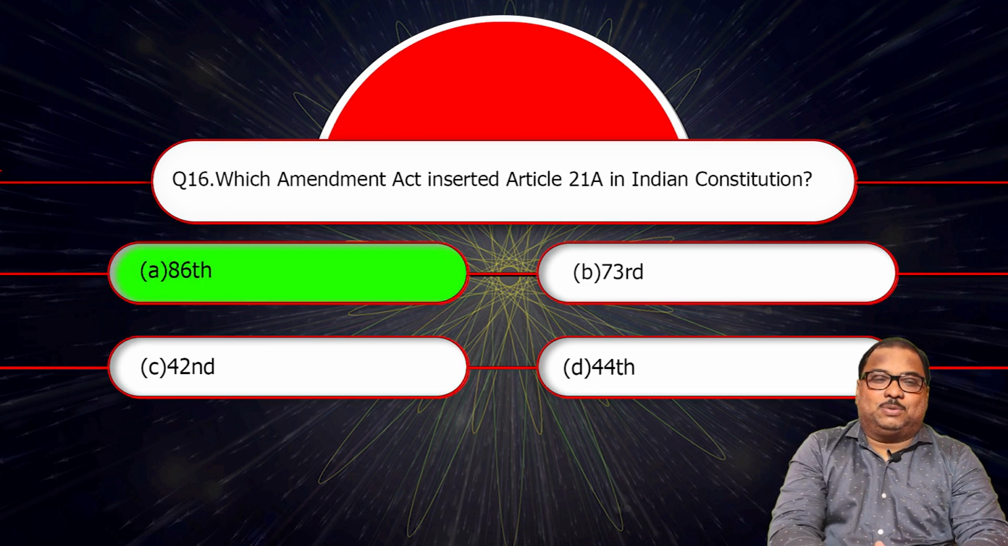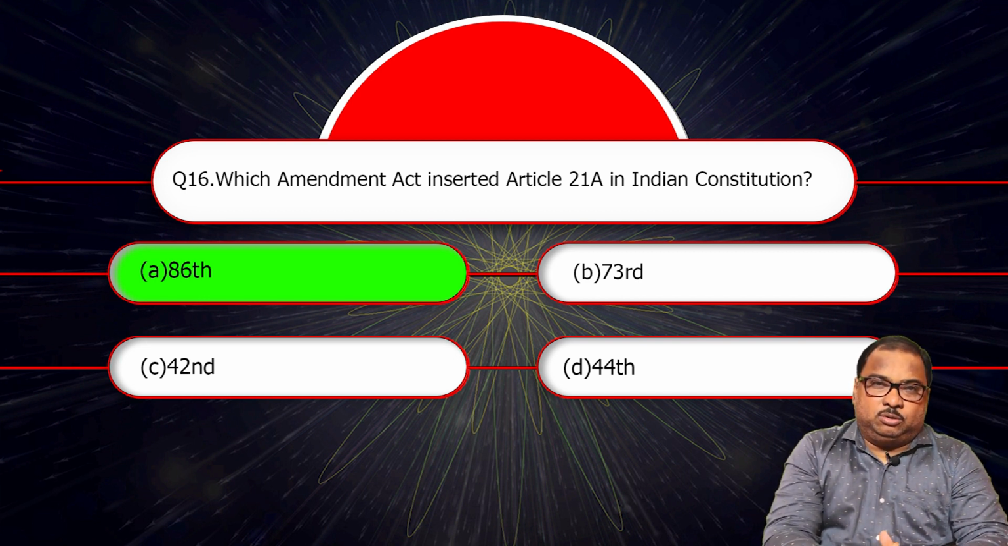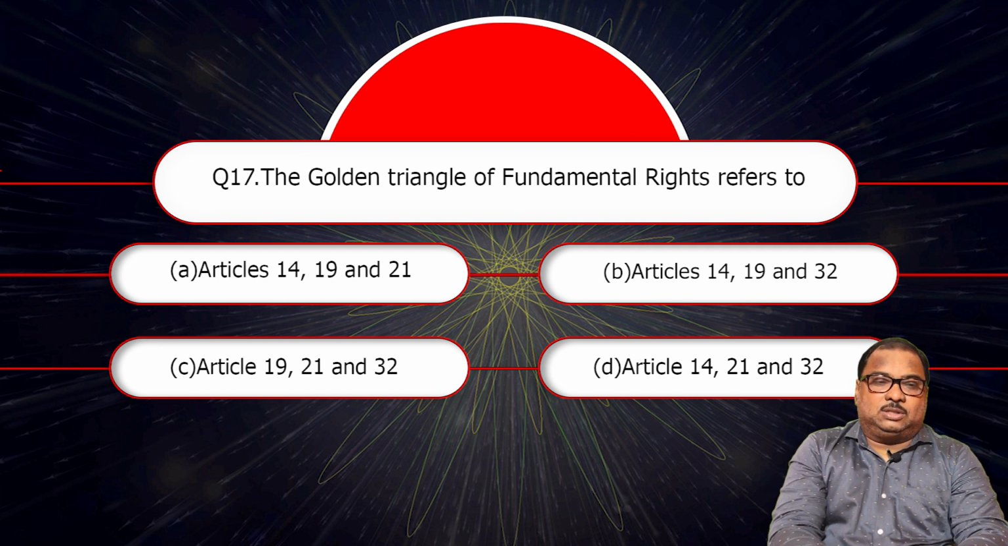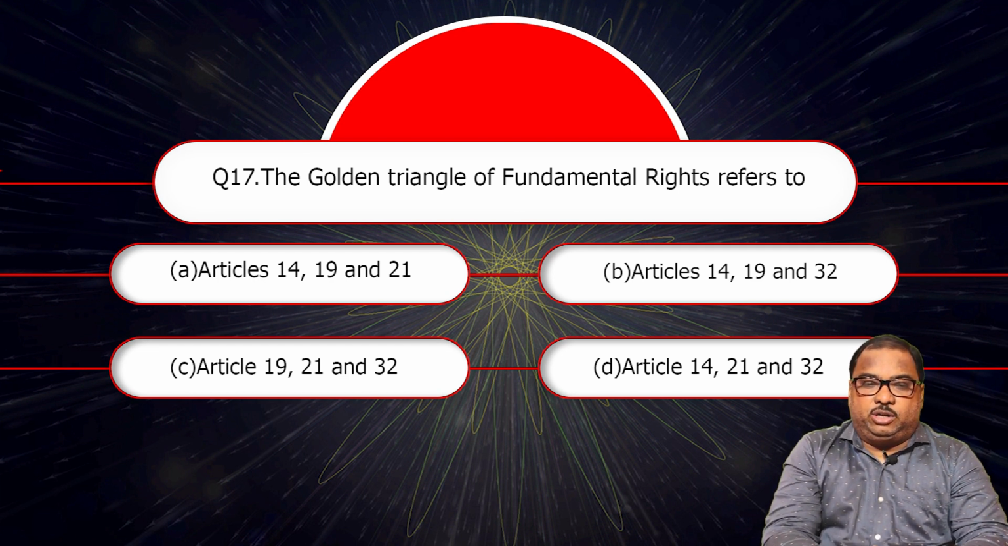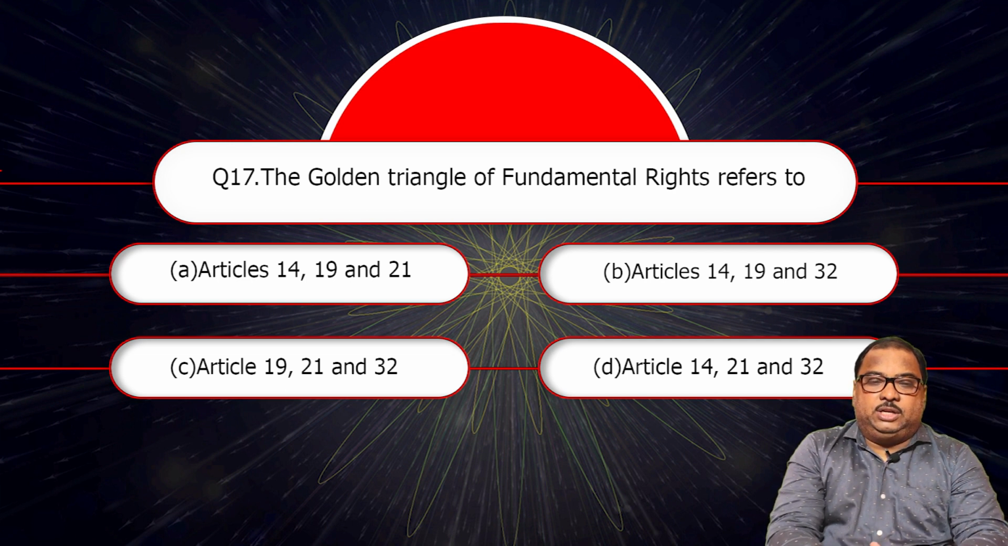And the correct answer is option A, 86th Amendment. By the 86th Amendment, the right to education was made an act by the Indian Parliament and by the assent of the President. Next question. The golden triangle of fundamental rights refers to? Very tricky question. Options are A, Article 14, 19 and 21. Option B, Article 14, 19 and 32. Option C, Article 19, 21 and 32. Option D, Article 14, 21 and 32. Your time starts now.